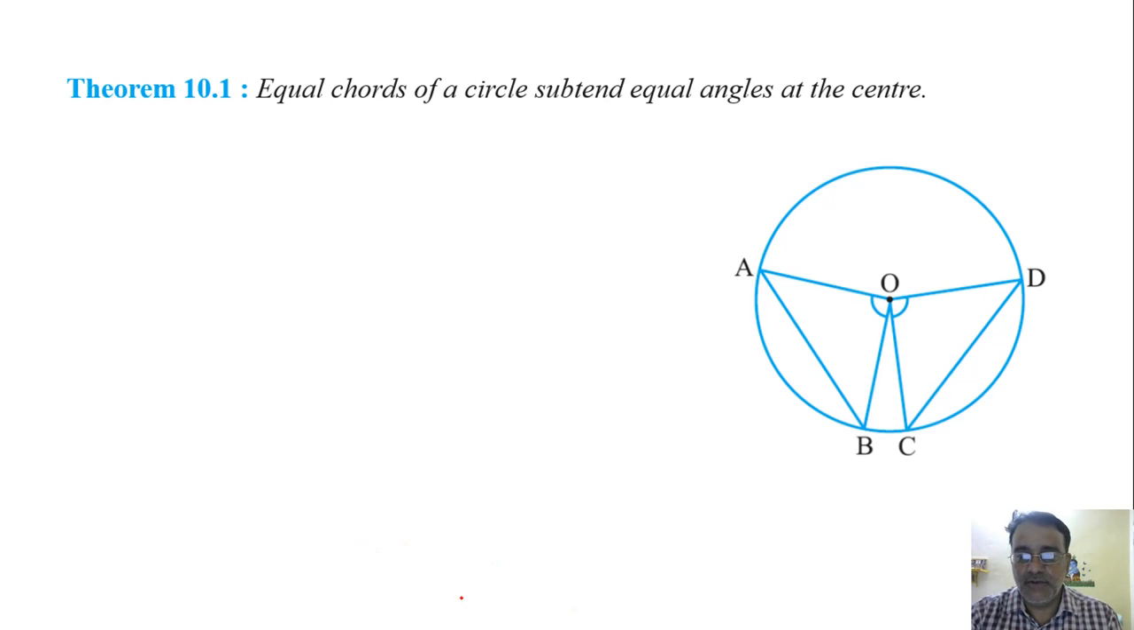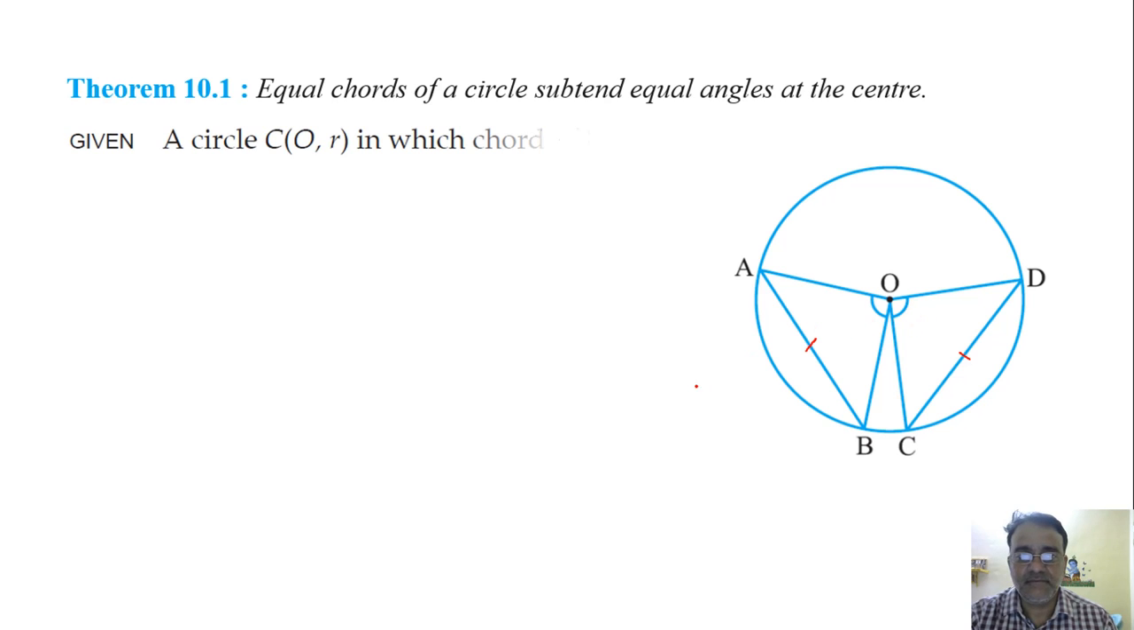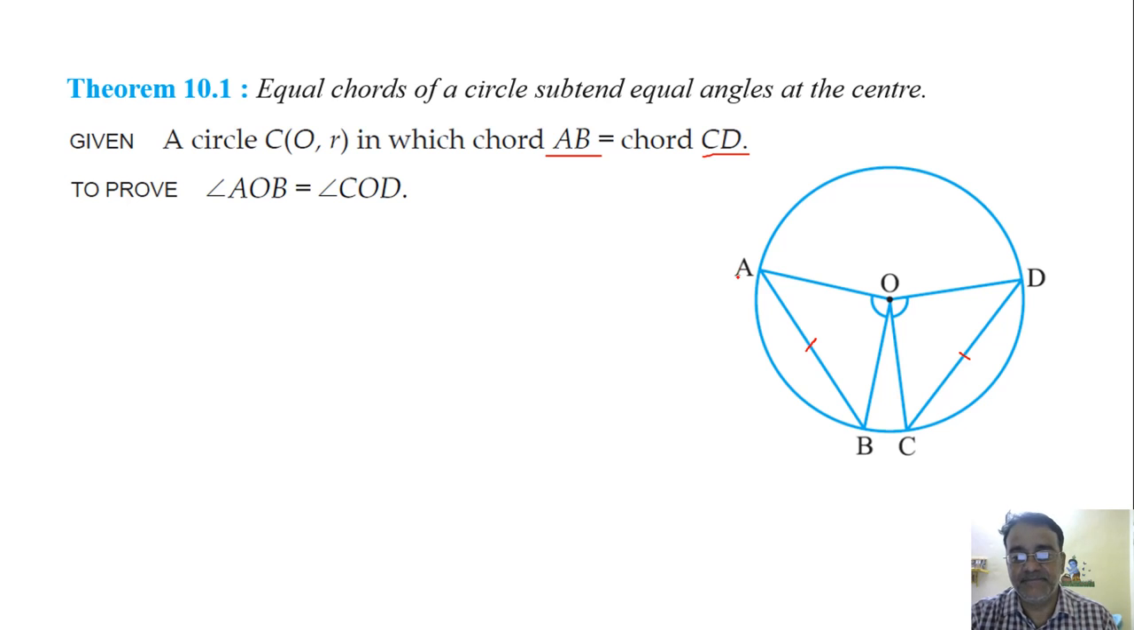So first I'm going to draw the diagram. According to the diagram and the given statement, the chords are equal: AB is equal to CD, it is given, and we have to prove that they subtend equal angles at the center. So we have to prove these two angles equal. What is given? A circle with center O, radius R, in which chord AB is equal to CD. And what we have to prove? Angle AOB is equal to angle COD. Here there is no construction.